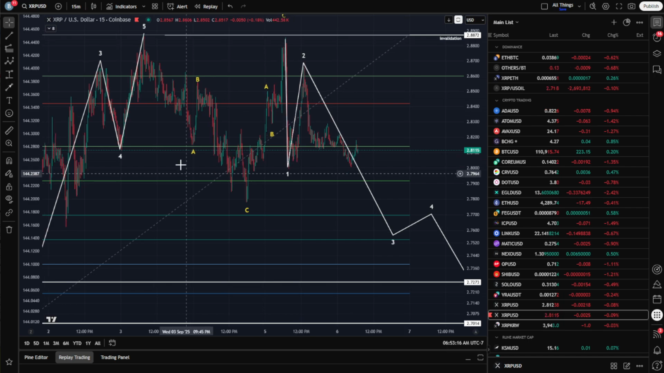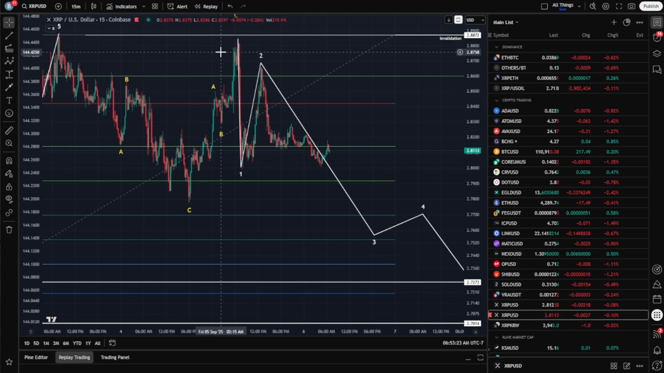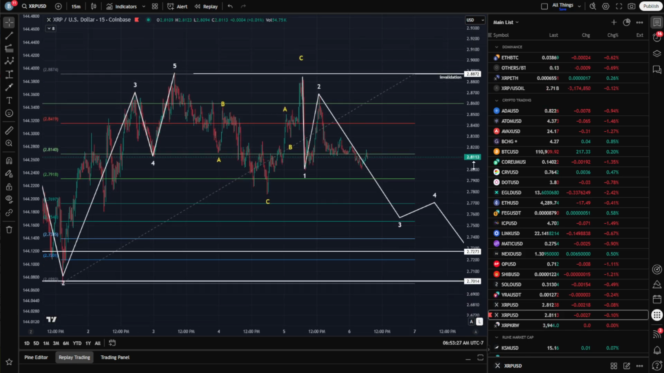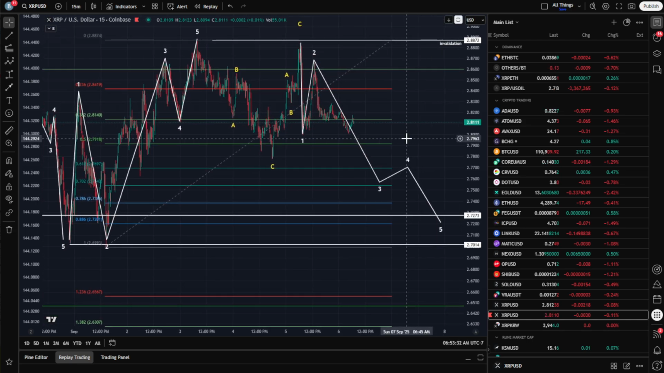But if this count of this level is wrong, then we would be looking at potentially checking for any impulsive price action, which at this point I have not seen. And with the larger Bitcoin breakdown imminent, this thing I believe will also roll over. So basically, hopefully that was helpful.